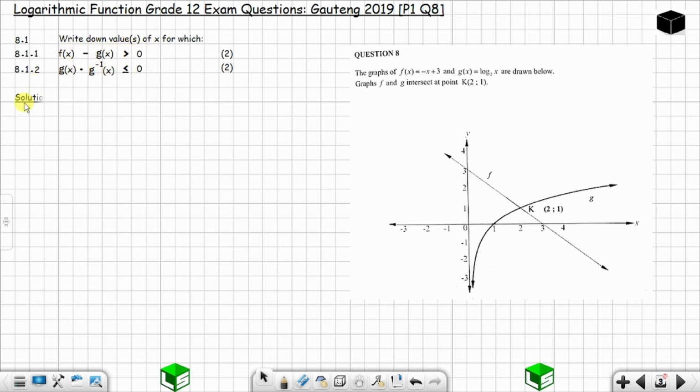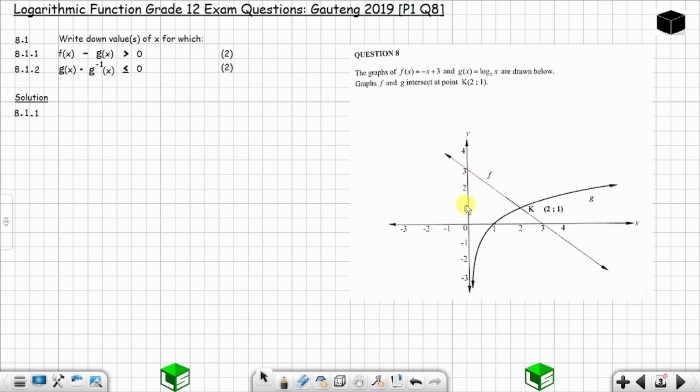Okay, solution. Let's start with 8.1.1. For you to get f of x minus g of x greater than 0. Greater than 0 means positive. For you to get a positive answer, f of x must be greater than g of x, right? F of x must be greater than g of x so that you can have greater than 0. So you are going to compare the 2 graphs.